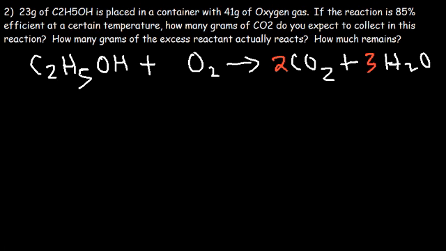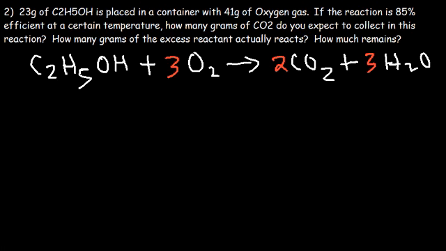Now notice that we have 7 oxygens on the right side. 3 from H2O and 4 from CO2. But we have 1 from ethanol. So 7 minus 1 is 6. 6 divided by 2 is 3. So we need a 3 in front of O2.